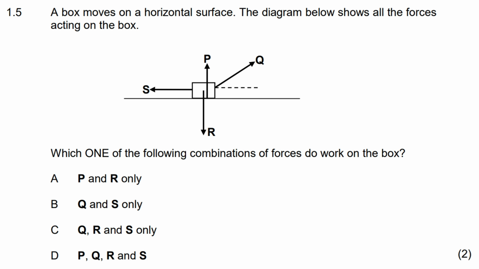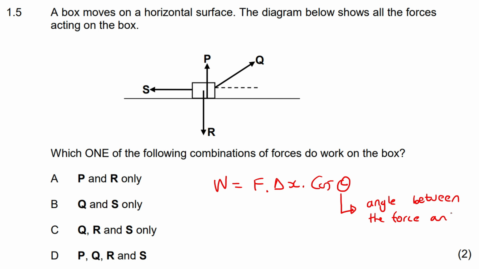A box moves on a horizontal surface. The diagram below shows all the forces acting on the box. Which one of the following combinations of forces do work on the box? Okay, so we know that work is equal to the force, whichever the force is, multiplied by the displacement, multiplied by the cos of theta. Now this theta, remember, is the angle between the force and the direction of motion.